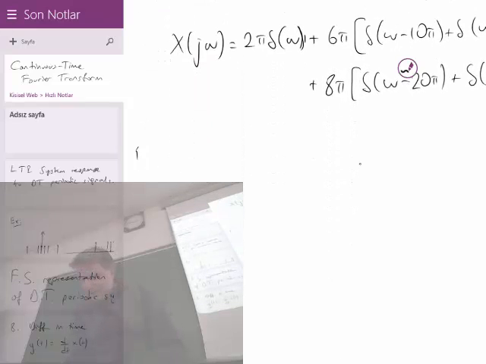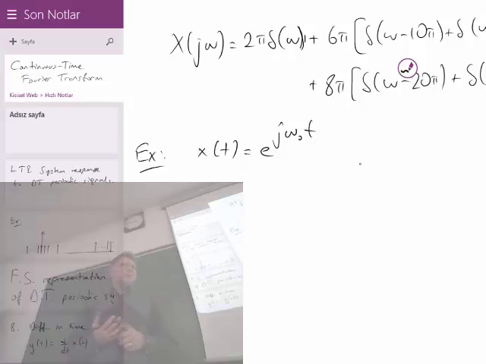Now, finally, let's give a much simpler case. This was more complicated. X of t is equal to e to the j omega 0 t for some omega 0. This is a periodic signal, isn't it? Because it's a complex sinusoid. And I'm asking you, what's the Fourier transform? For this, you need to find the Fourier series coefficients of this signal. What are the Fourier series coefficients? When something is too simple, it's sometimes confusing.